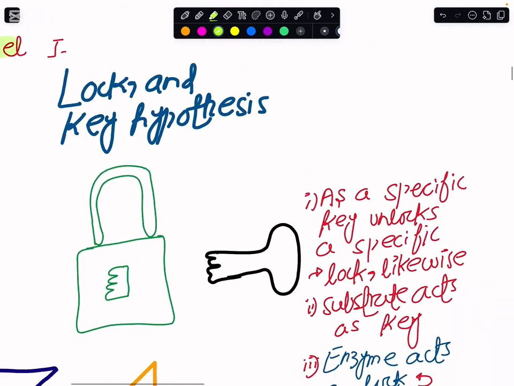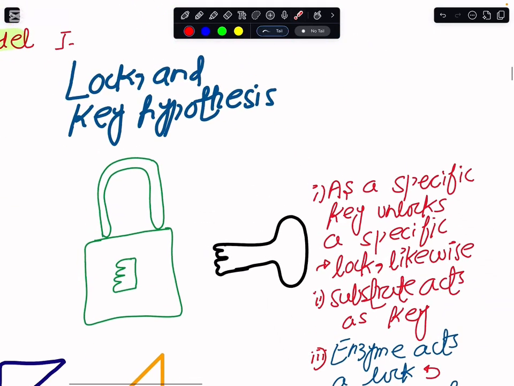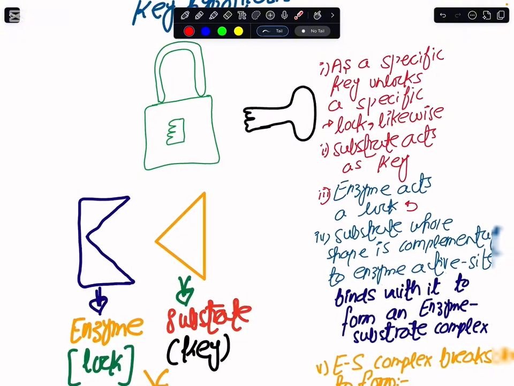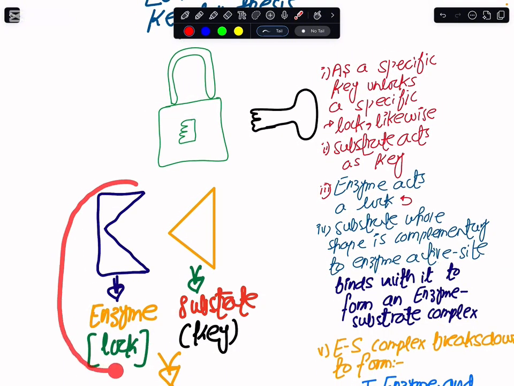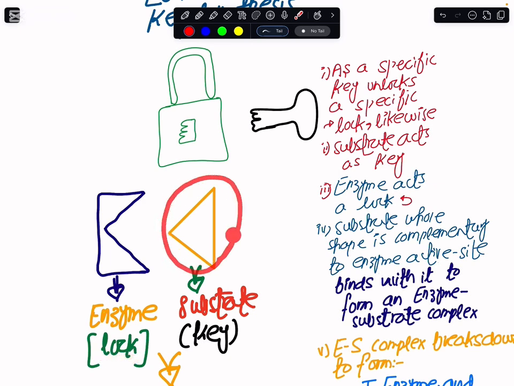Now, if I take you to the lock and key hypothesis, you may have seen in your daily life that we have locks in our homes and we have keys in our homes. The shape of the lock has to be complementary to the shape of the key. In that way, the key would fit here and open up this lock. Likewise in our body, the enzymes act as a lock, and the substrate particles act as a key.